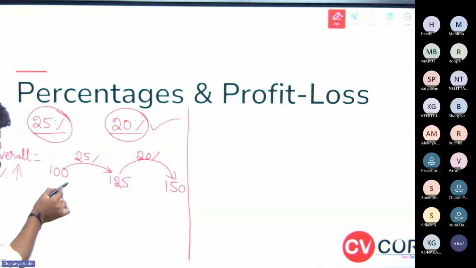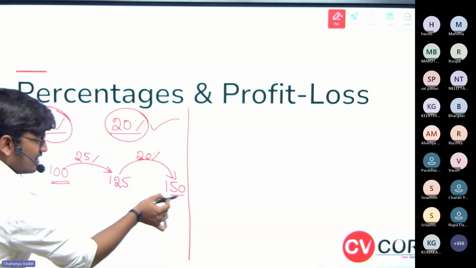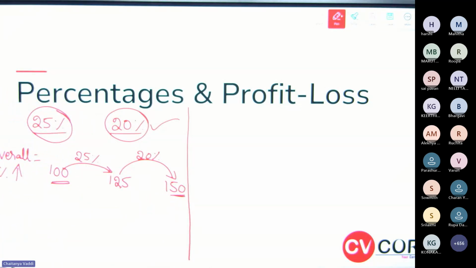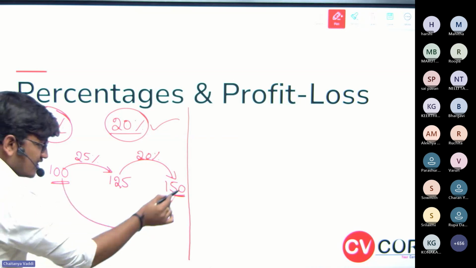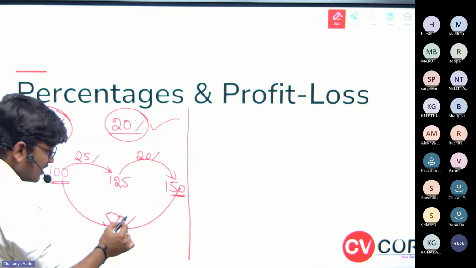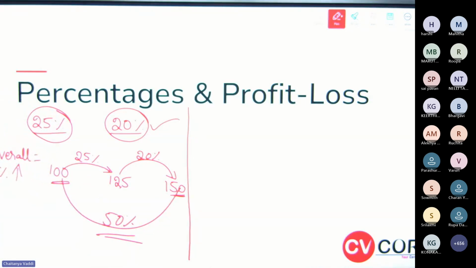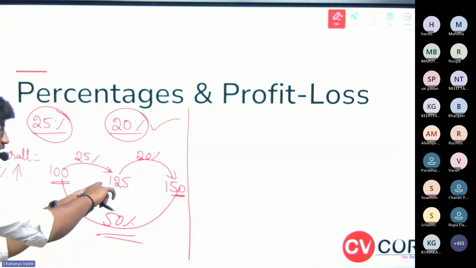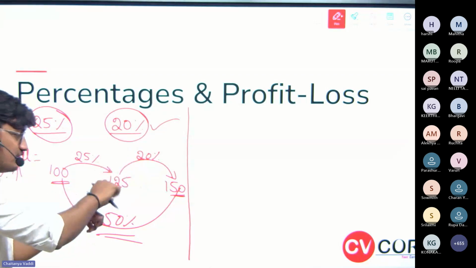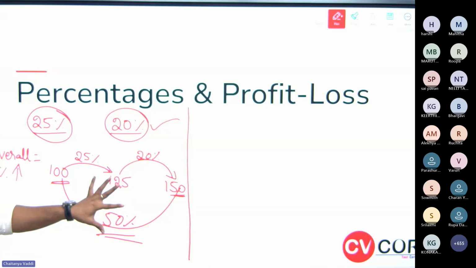Now if you observe, he started with 100 and he's ending with 150 kilometers per hour speed. What is the overall change here? Can I say that it is 50%? Yes, the answer is 50%. Initially he increased his speed by 25%. The second time, he is increasing 20% of the 125. This is the logic actually. So this is one of the examples.